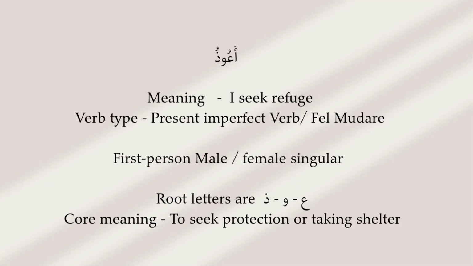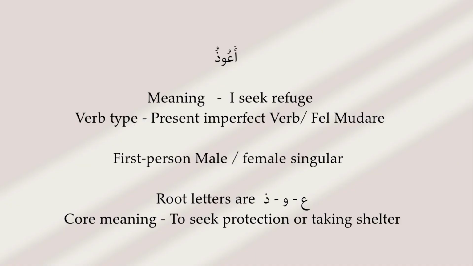Let's jump right in. The phrase begins with A'udhu, meaning I seek refuge. It is a present imperfect verb. In Arabic, we call it fel mudare. Grammatically, the verb is first person male, female singular.